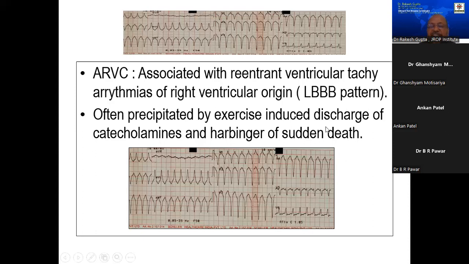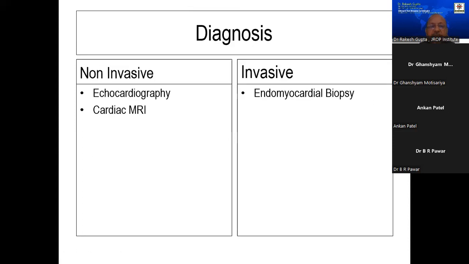And they often have a left frontal branch block kind of pattern of tachyarrhythmias. Apart from echocardiography, cardiac MRI has come out to be a very good modality, which helps you almost complete the diagnosis. And the final diagnosis almost comes with endomyocardial biopsies.